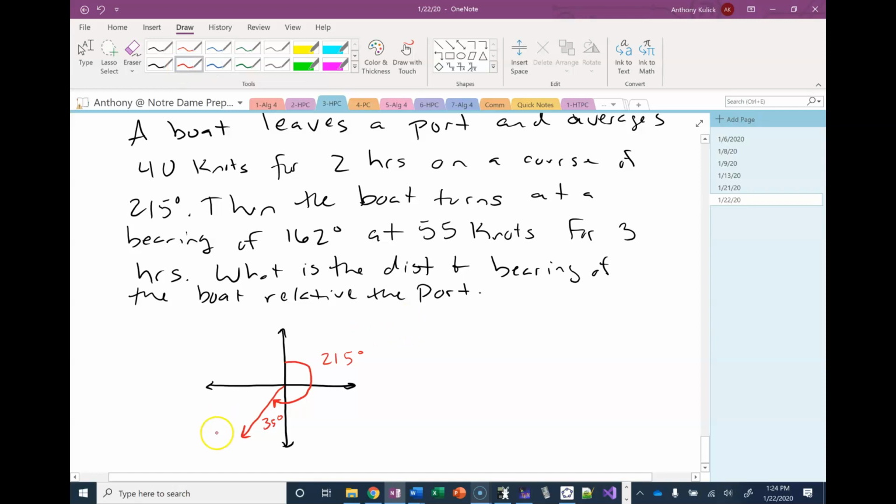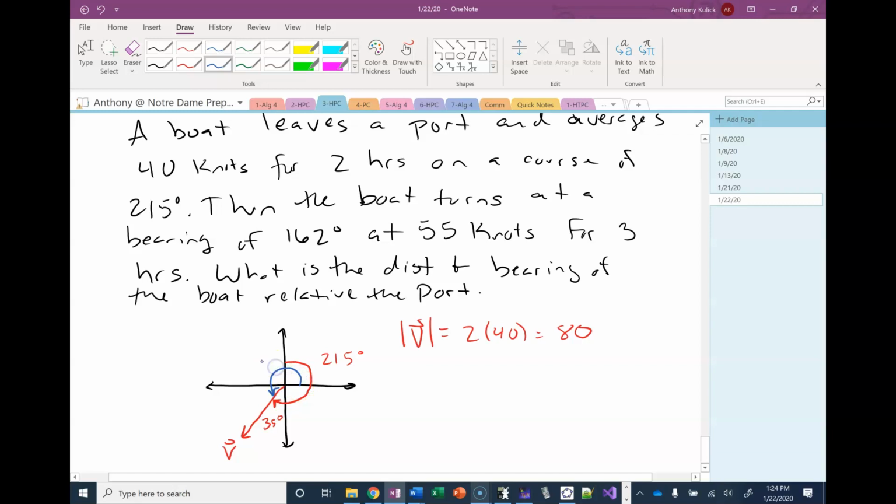And if I call this vector, say vector v, the magnitude of vector v, the length of it, is going to be 2 times 40, or 80, right? 40 knots for 2 hours. You go 80 nautical miles or whatever.